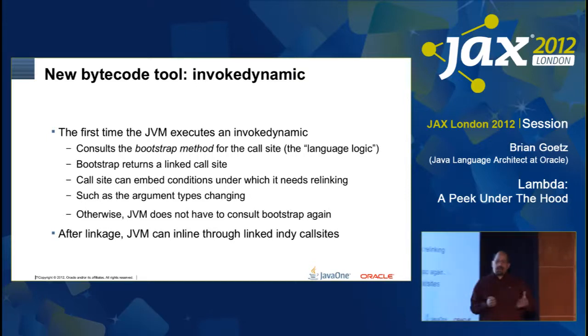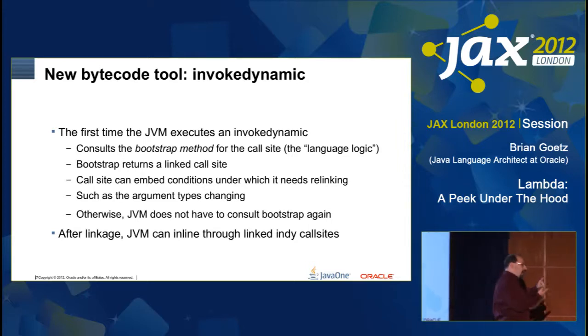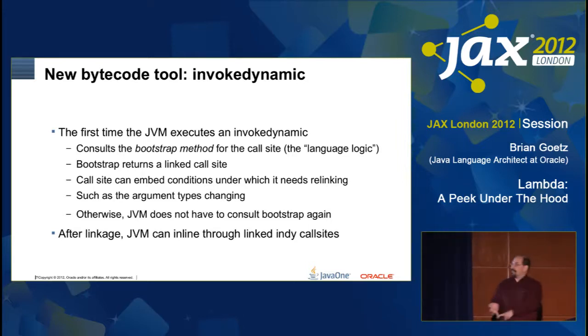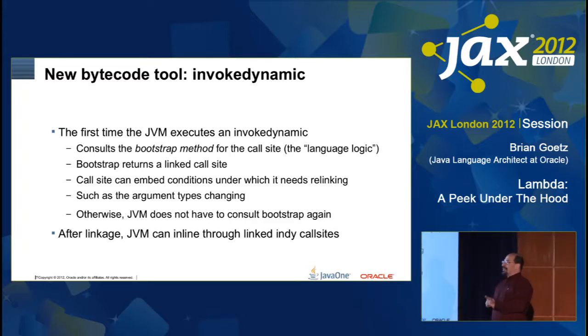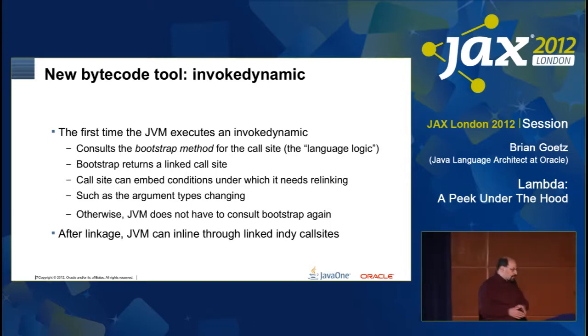Remember we said every invoke site has an enclosing class, a method name, and a method signature. The invoke dynamic call has all of those things, and it has some extra stuff too. One of the extra things it has is a bootstrap method. That's basically a pointer to the language logic. And the job of the bootstrap method is to return a linked call site. And the call site that gets returned not only says, here's the target of my call site, but also under what conditions do you have to ask me again to relink the call site.